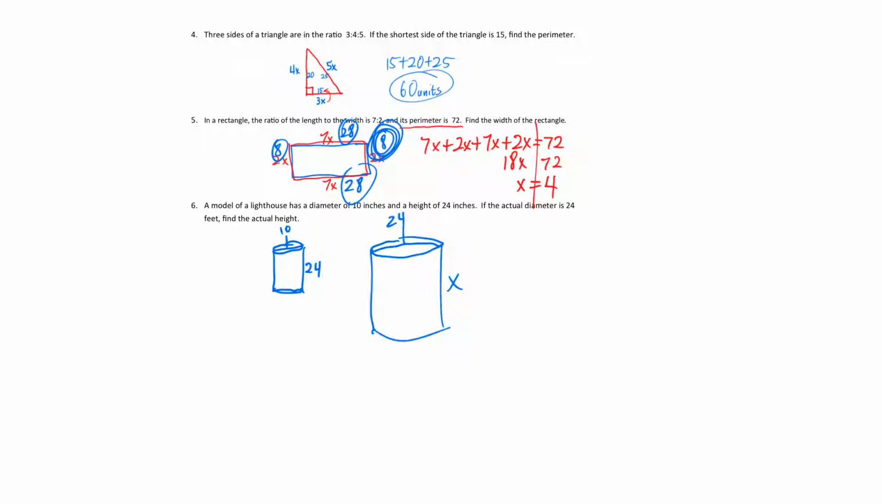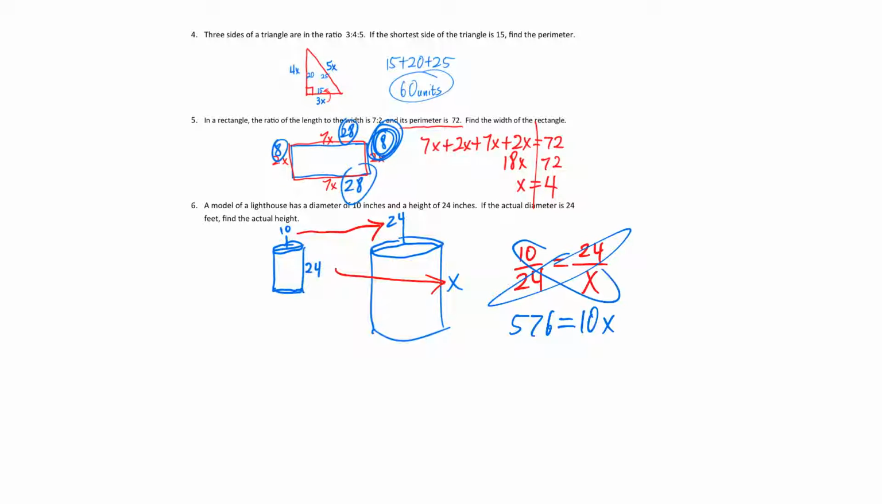Okay. So just setting up proportion here. So 10 is to 24 as 24 is to x. So when we cross multiply, we get 576 equals 10x. Divide by 10, and x equals 57.6.